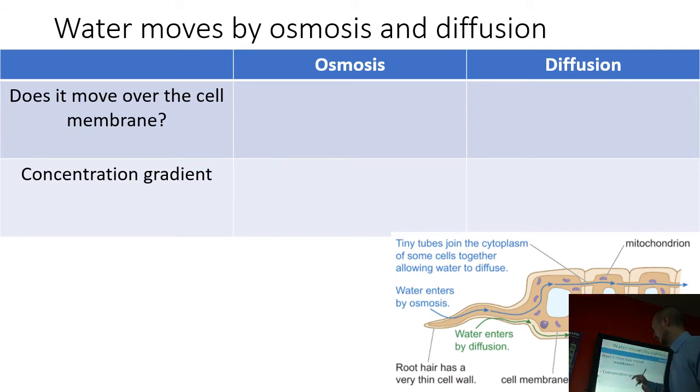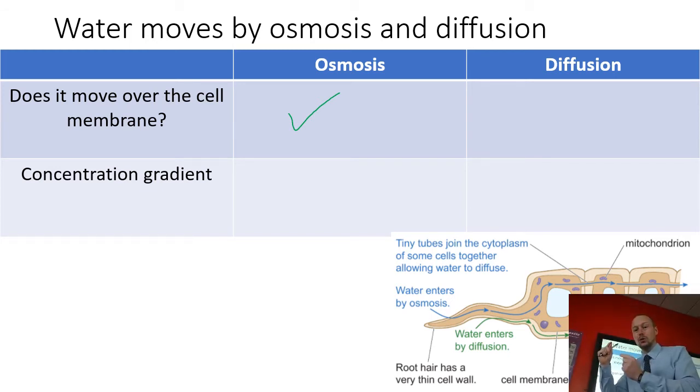Right, so water, if it's going into a cell, has to move through a membrane, but when it's moving through the roots without going into the cytoplasm, then that's just diffusion.